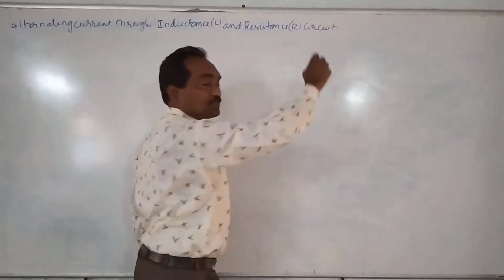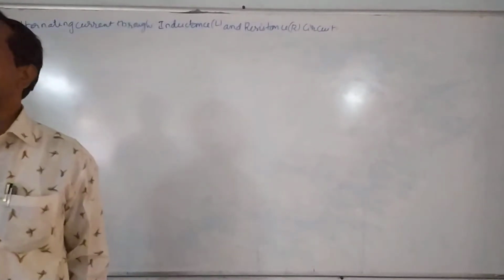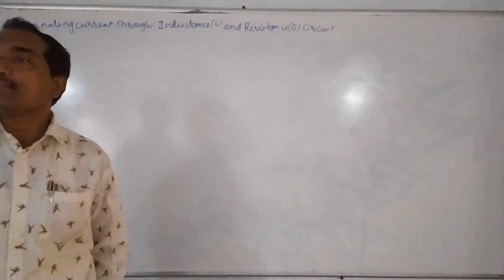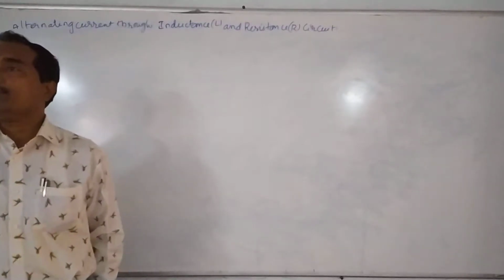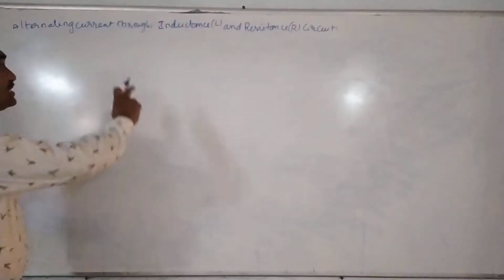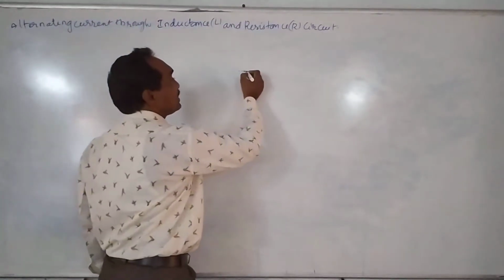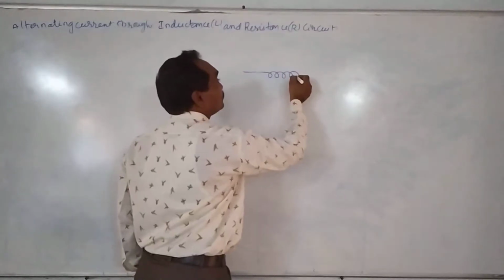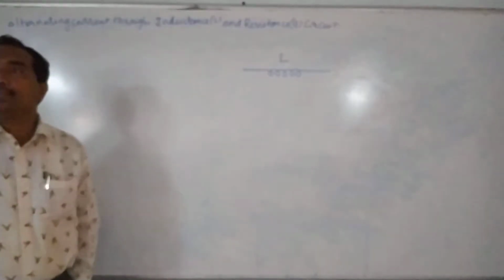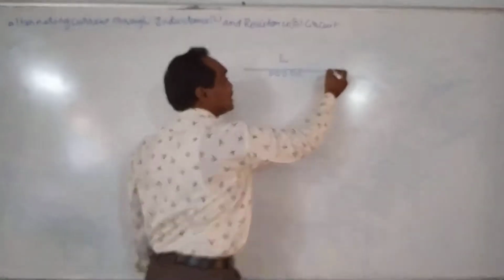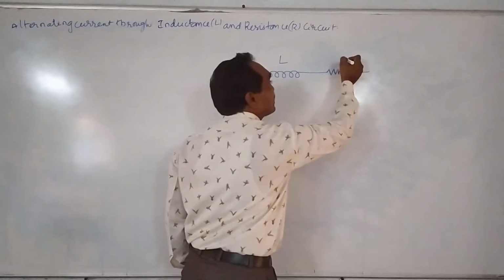what happens? What is the maximum current? What is the resultant resistance? What is the phase difference between alternating current and alternating voltage? We want to discuss this. The simple concept is there is inductance L and resistance R. The symbol of the inductance is this one, taken as L, self-inductance. And the resistance is connected in series with the inductance like this.